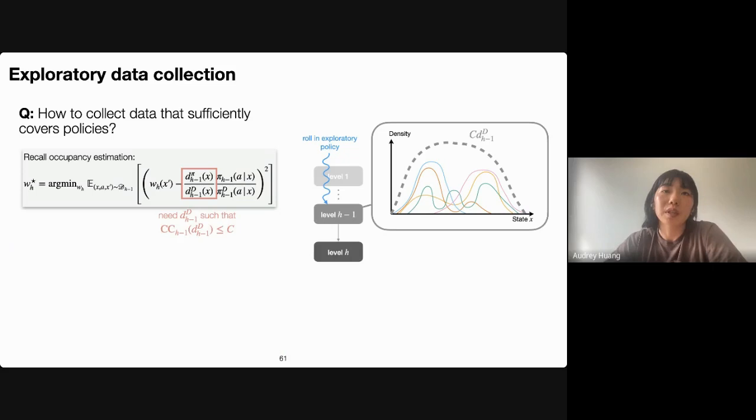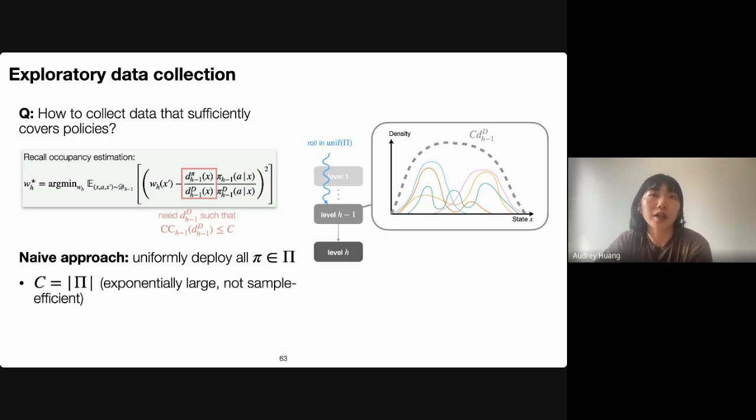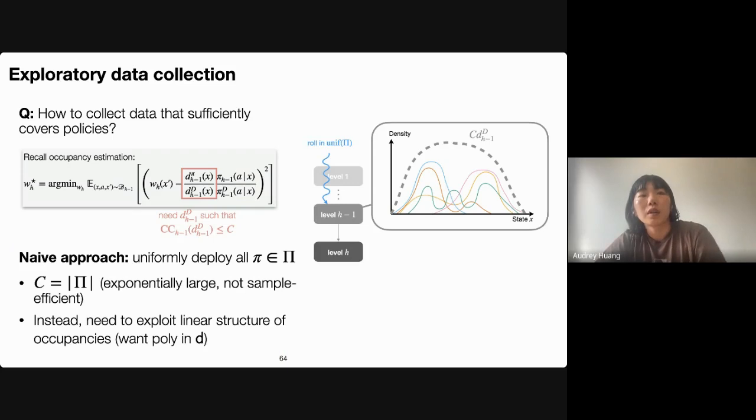So the hard part of the exploratory data collection is in designing this exploratory policy that will roll into level h minus 1. For example, a naive approach where we uniformly deploy all policies in the policy set will work, but you'll get a concentrability coefficient, which later appears in our sample complexity and reflects how diluted the data is, equal to the cardinality of the policy class, which can be exponentially large. So to overcome this, we need to take some kind of more intelligent approach where we exploit the linear structure of the occupancies, specifically that they're all linear in the same d-dimensional features, which indicates we might be able to get some concentrability coefficient that's polynomial in d.